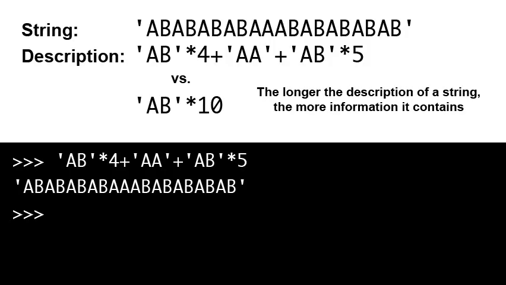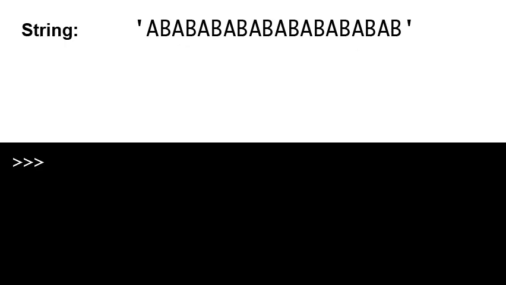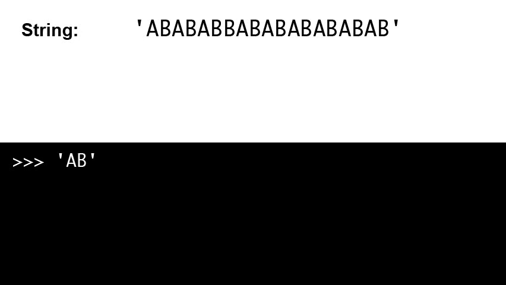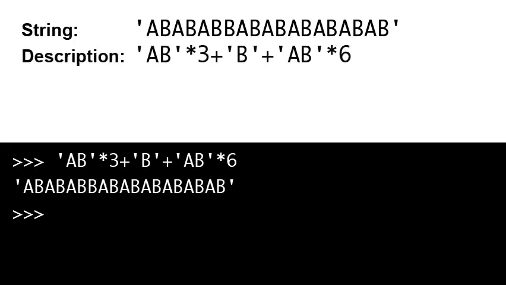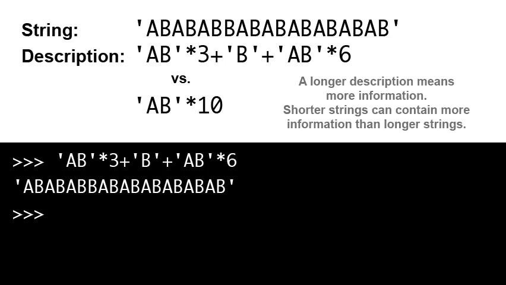Even though the new string itself isn't any longer than the last one, it's more complex, and it contains more information. Now, what if we take the original string, "AB" times 10, and remove one of the A's? The string is one character shorter now. How would we describe it? It can be expressed as "AB" times 3 plus "B" plus "AB" times 6. This is nearly as long as the string itself, and it's longer than the description of the first string, "AB" times 10. Even though this string is shorter than the first one, its description is longer, and it contains more information.